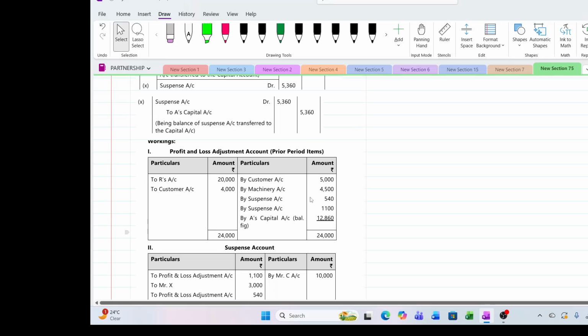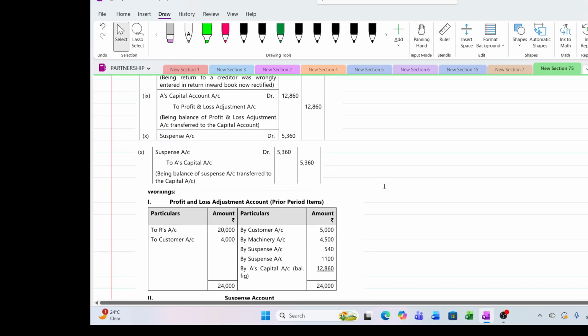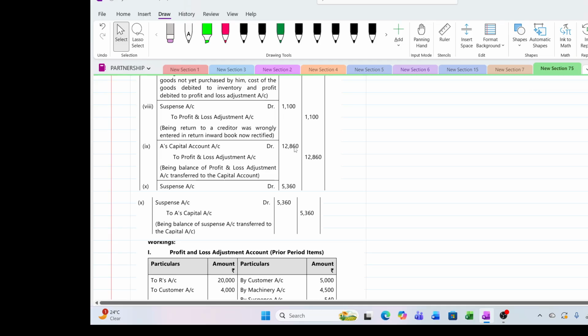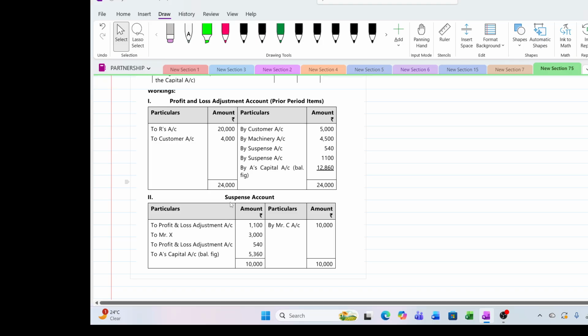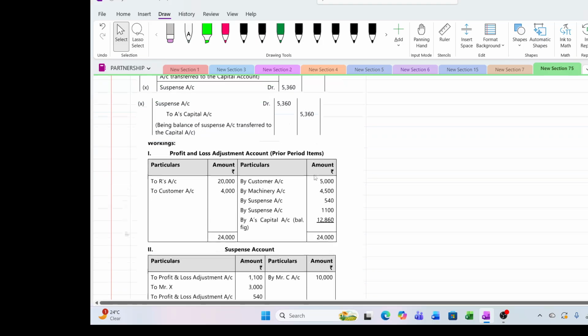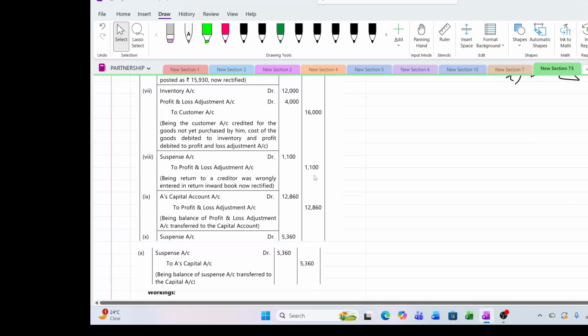Balance everything is credit. Machinery account, husband's account for 540, that purchases was written wrong, and this is sales return and purchase return. So the balancing figure 12,860 is transferred to his capital account debit, and PL adjustment account debit was more. So we have credited PL adjustment account, and his capital account is debited.